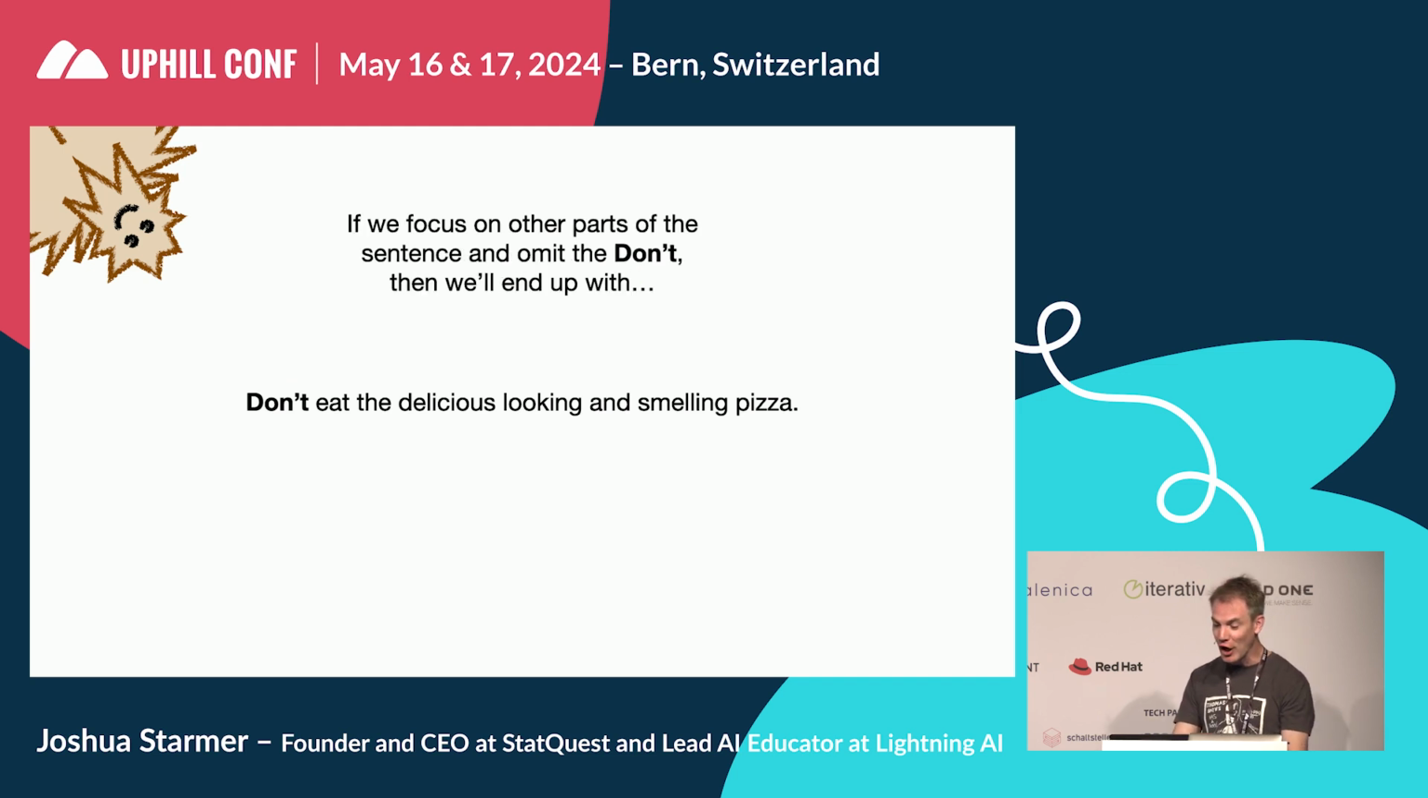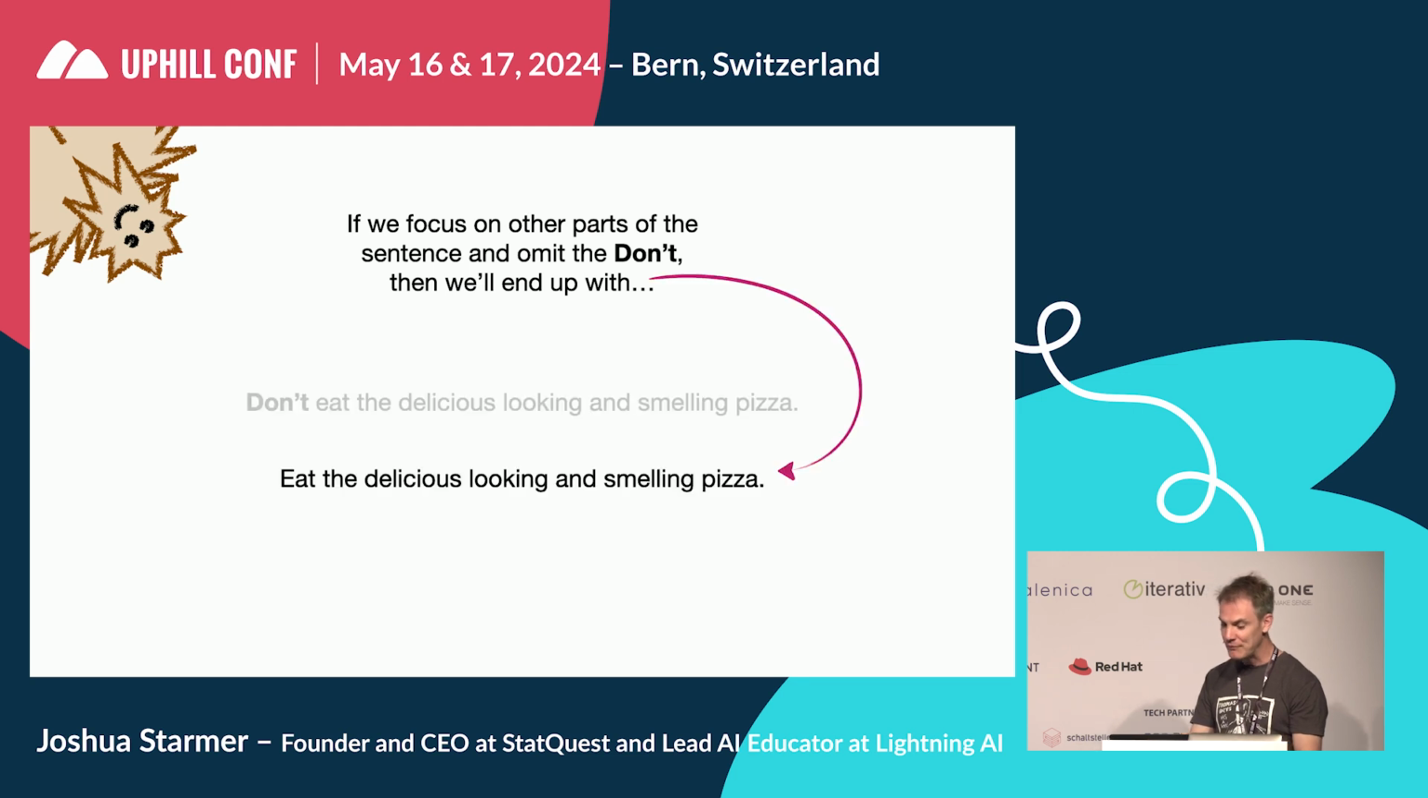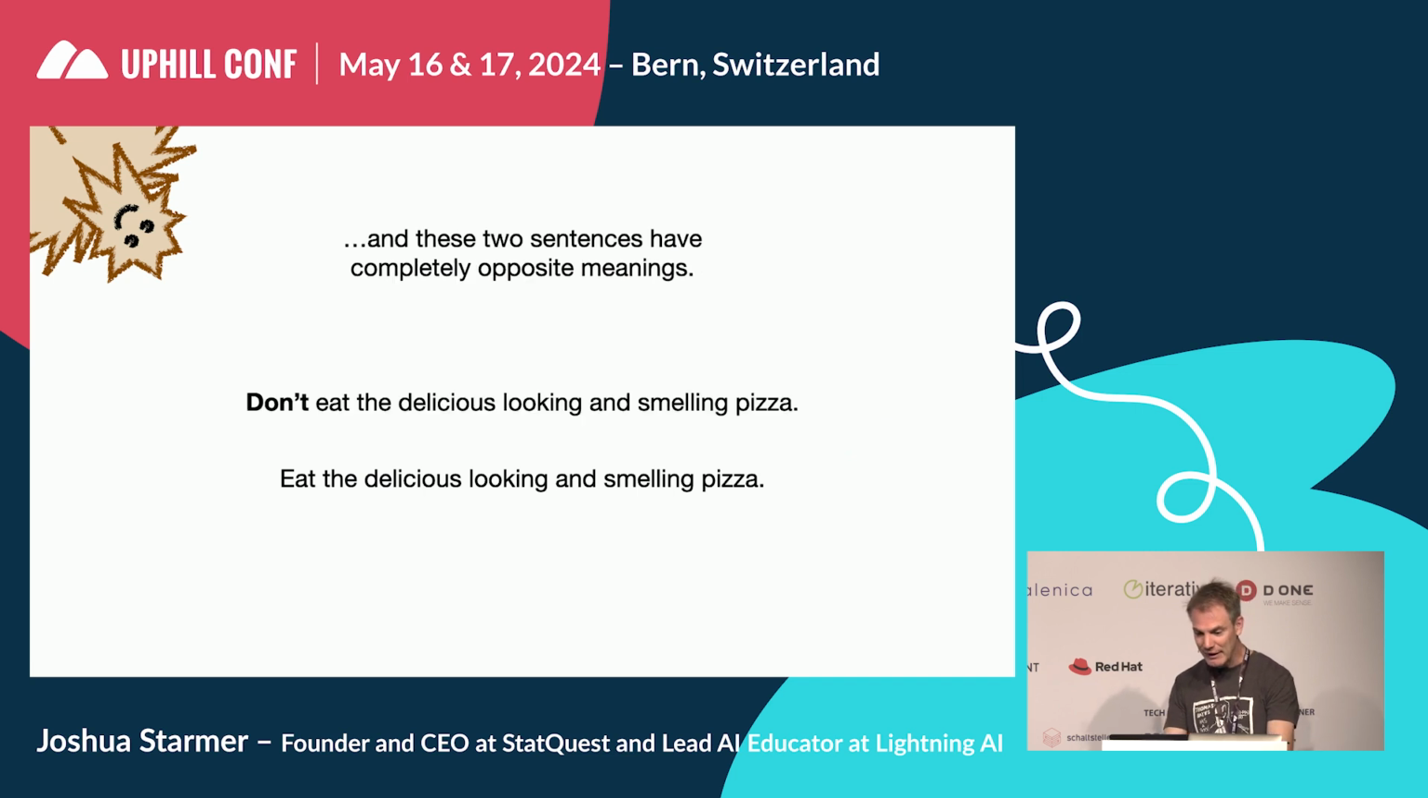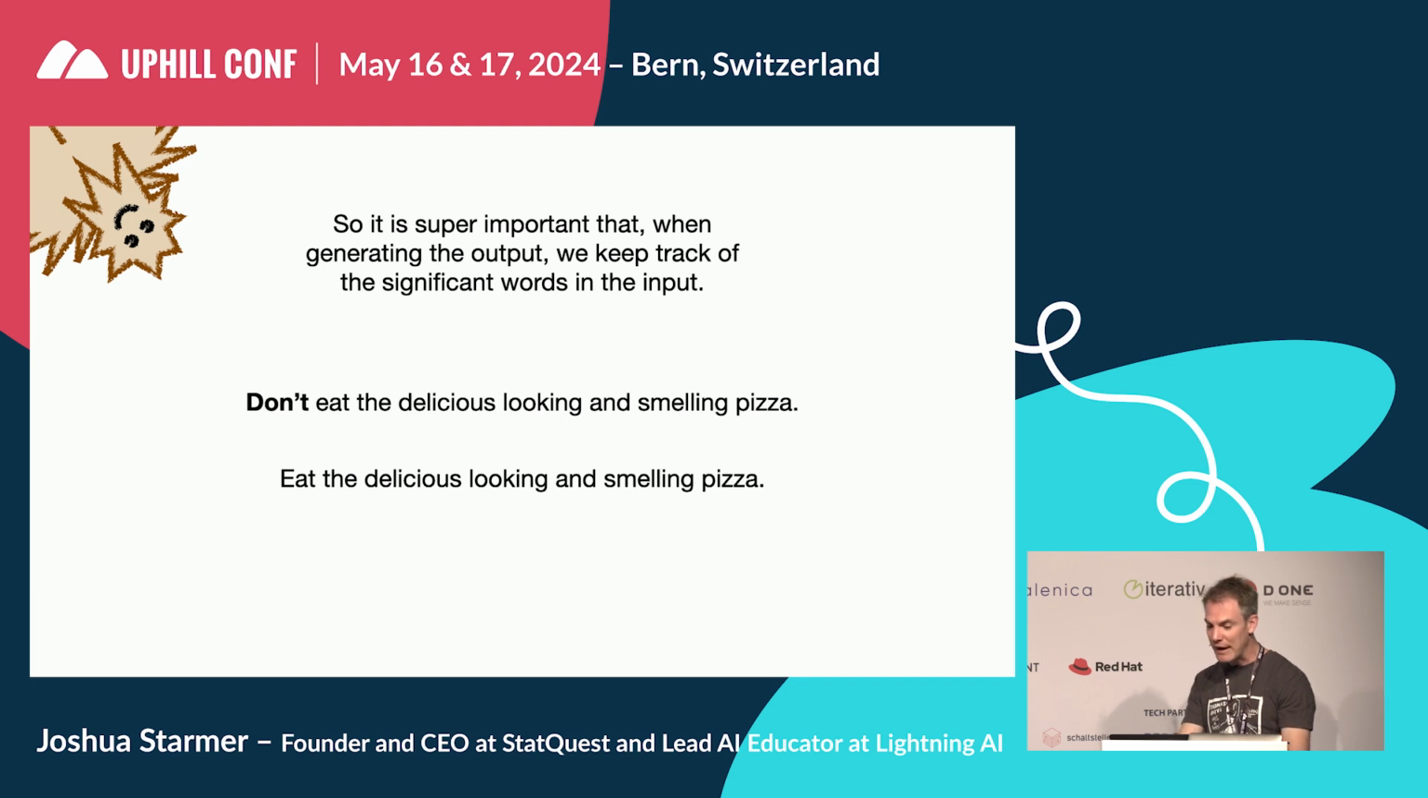If we focus on the other parts of the sentence and omit the don't, then we'll end up with, "Eat the delicious looking and smelling pizza." And that's not what we were told to do. And these 2 sentences have completely opposite meanings. So it's super important that when generating the output, we keep track of the significant words in the input.